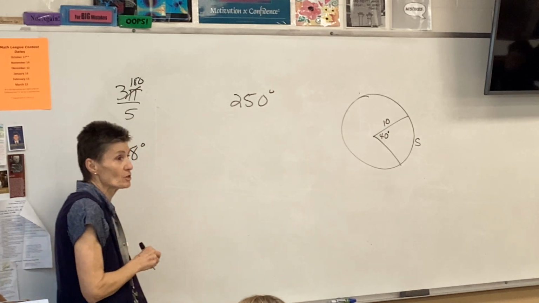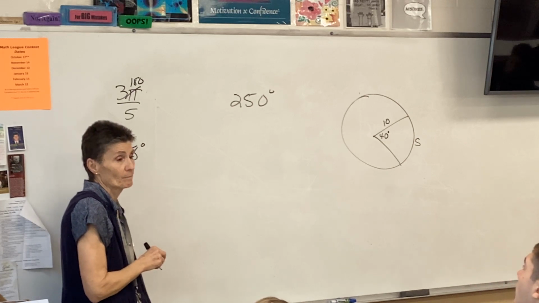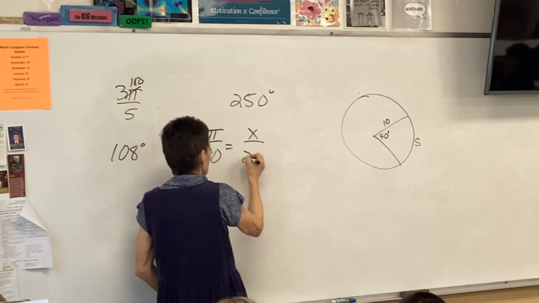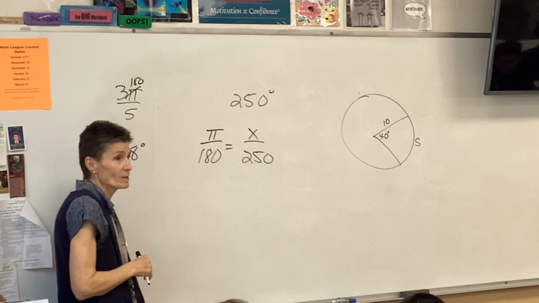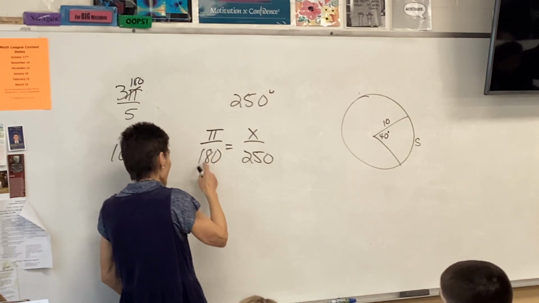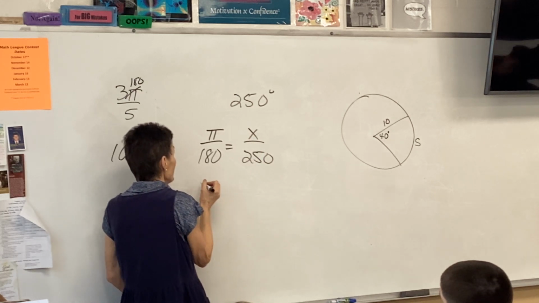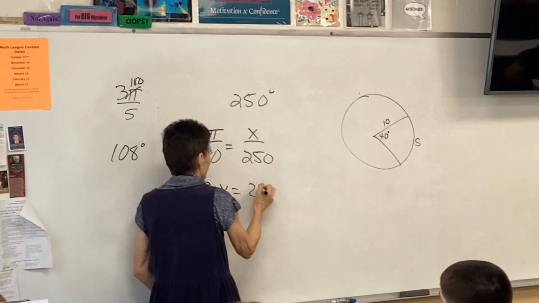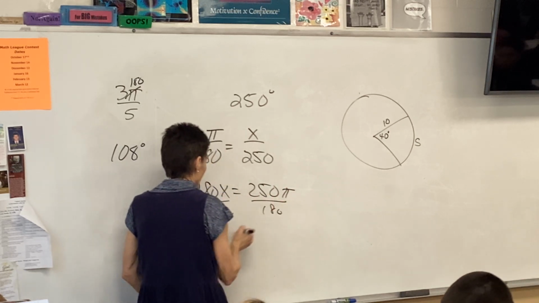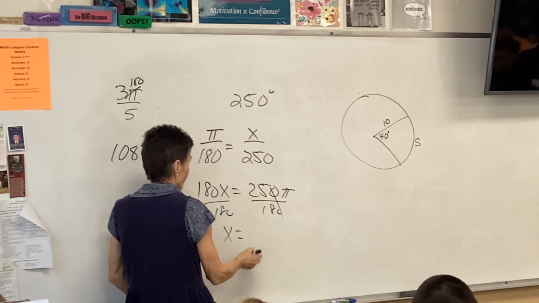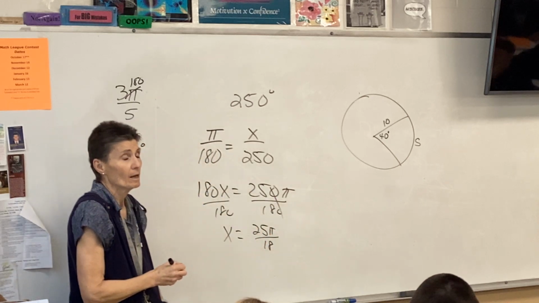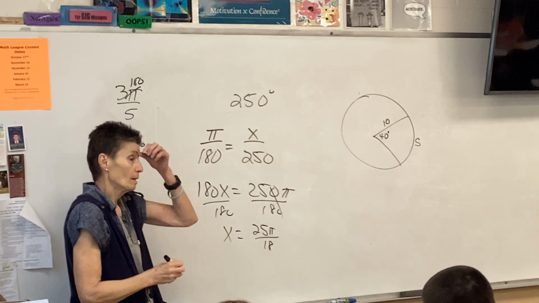250 degrees. How do we change that into radians? Pi over 180 equals x over 250. That was a quiz question on some quiz, and some of you missed it. Pi over 180 equals x over 250. So then you cross multiply and divide. So x equals 25 pi over 18. The zeros will cancel, the tens, and that's it. Okay?